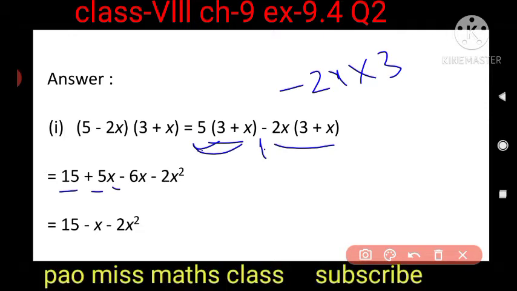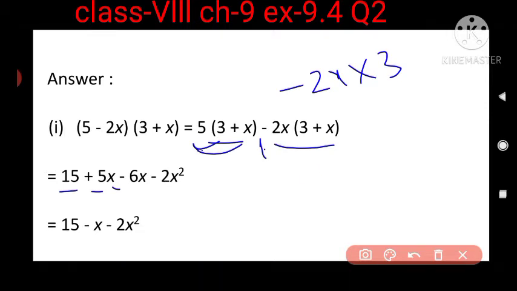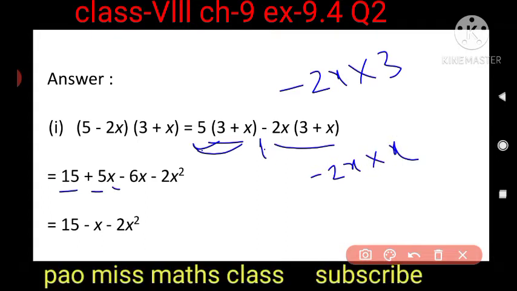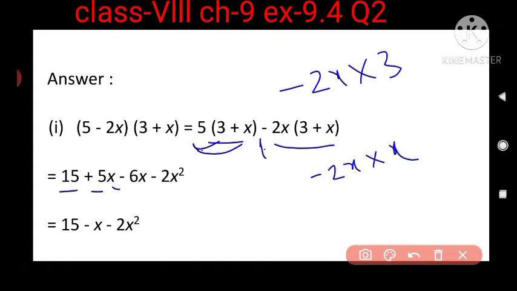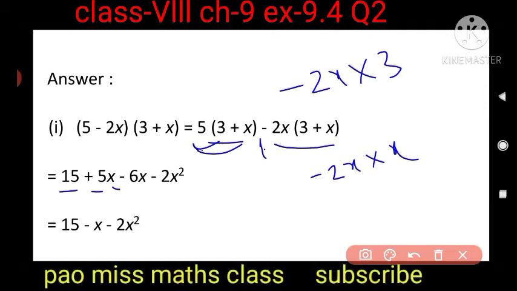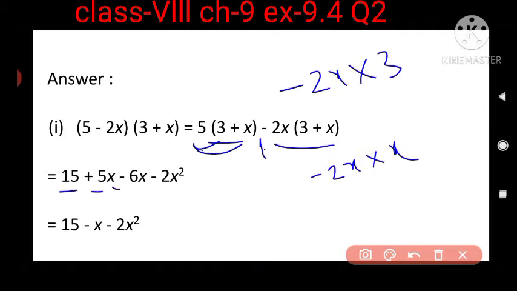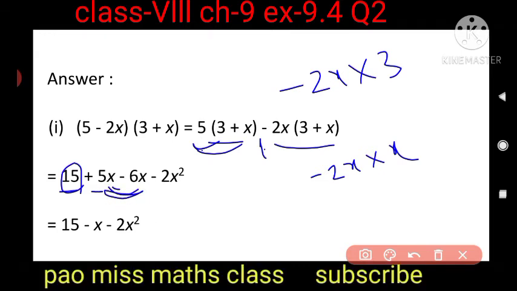Now 6x, then again what is the next term? Minus 2x into x. So minus plus is what? Minus. So 2 into 1 is 2 and x into x, x square. Now this is what? Constant, and these two are what? Like terms, isn't it? So 15 will remain the same.